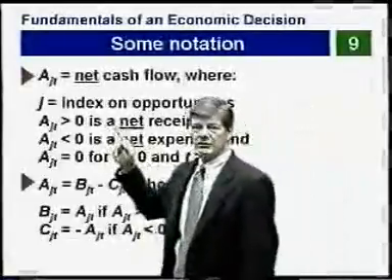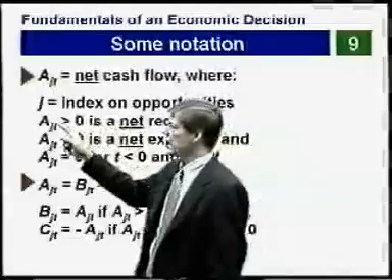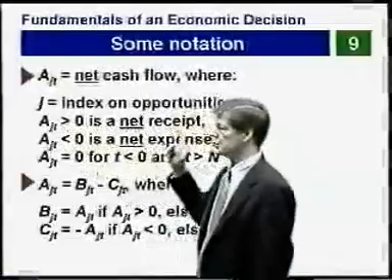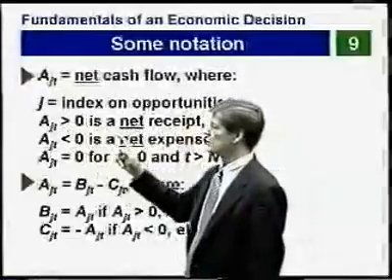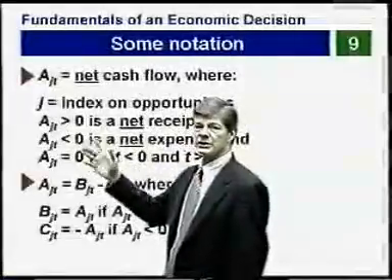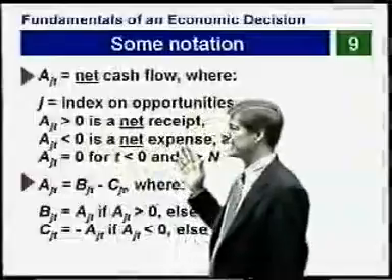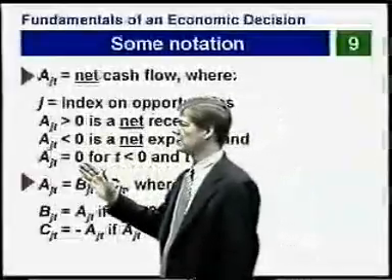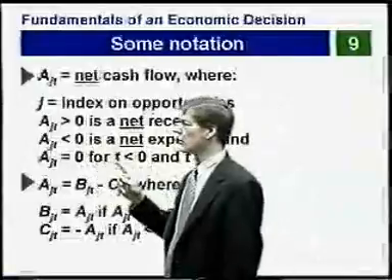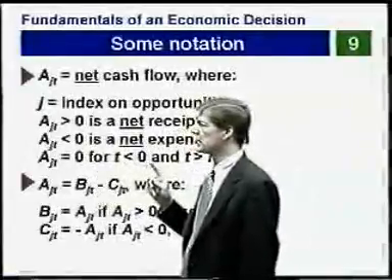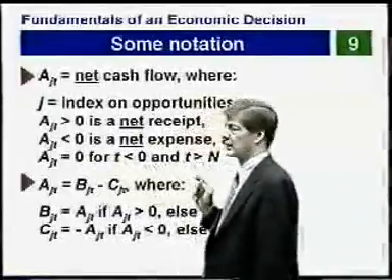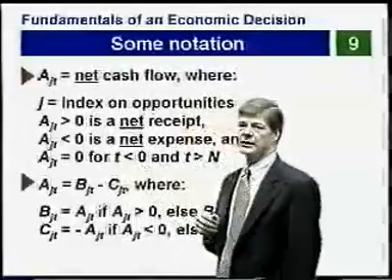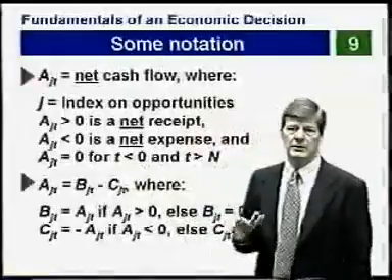By sign convention, we will let AJT be greater than 0 when we're talking about a net receipt, and AJT will be less than 0, that is a negative number, for a net expense. And by definition, we will let AJT be equal to 0 for all times prior to time 0 and after time n, where time 0 and time n now take on a special meaning.